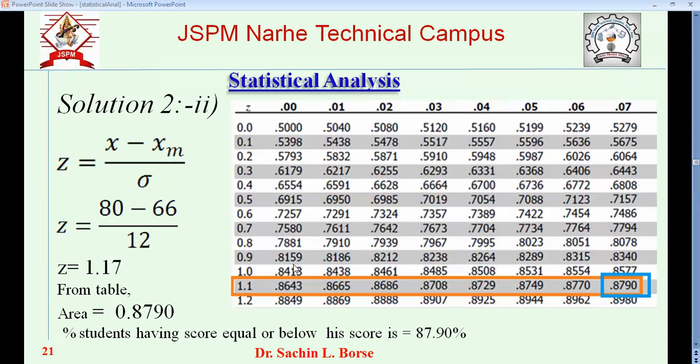Now there is a simple subject and there is a tough subject. How will you compare the performance? This way we can compare the performance of the student. Got it?